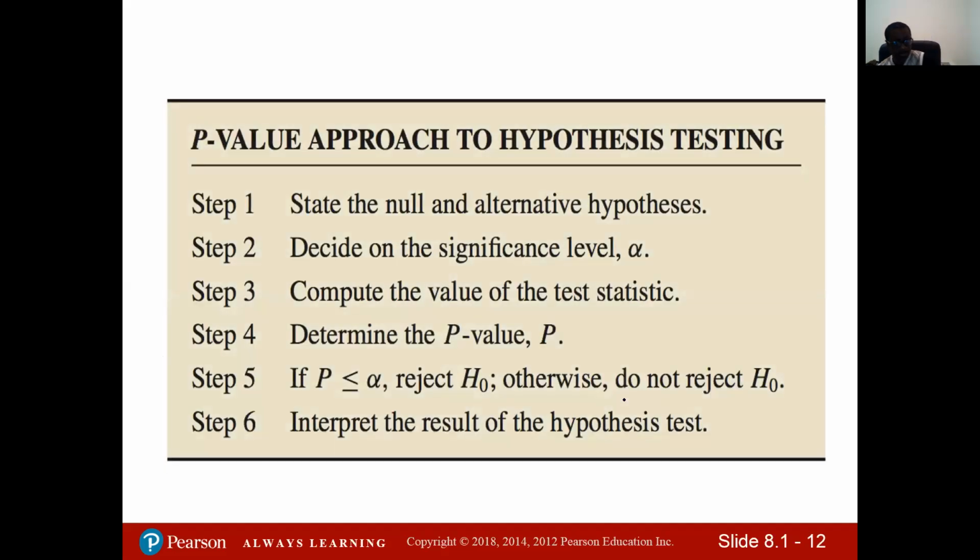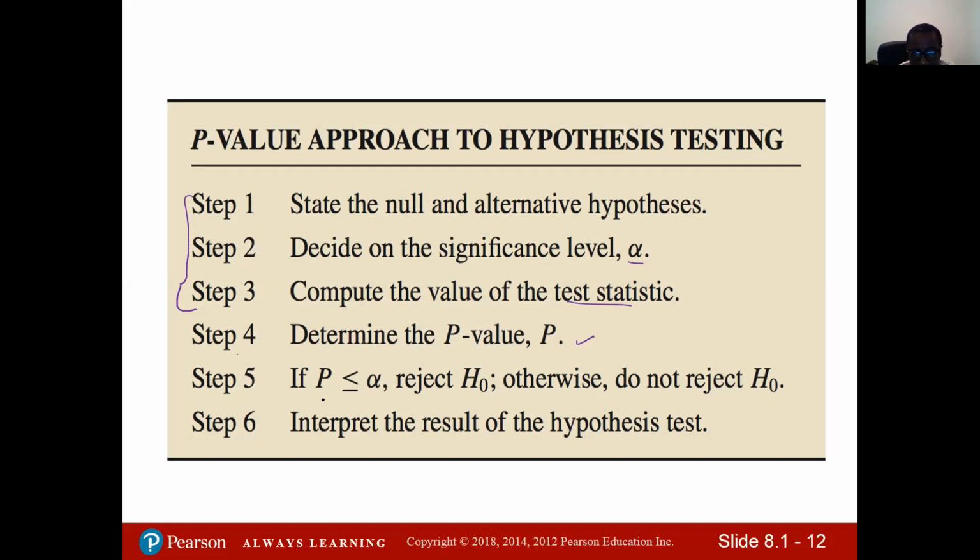Now, what are the steps for a p-value? The first 3 steps are the same for both methods. The first 3 steps, you state your null hypothesis and alternative, you decide on alpha, you compute your test statistic. But step 4 and 5 differ from the critical value method. Now here, you calculate a p-value. I'll show you how to calculate that using the table or get it from the StatCrunch.